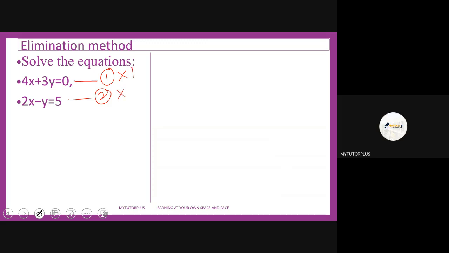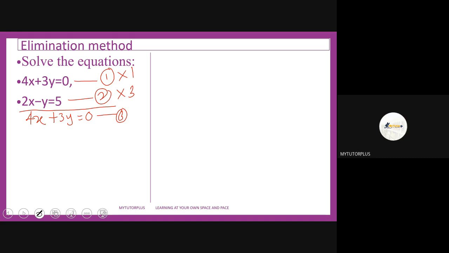And I'll multiply equation 2 by what? By 3. Uthman, are you following, please? Because I noticed your screen was not showing when I did this the other time. Now let's move on. From what I'm having here, multiply equation 1 by 1. 1 times 4x will give me 4x. 1 times 3y will give me 3y. And 1 times 0 will give me 0. This is going to be my equation 3. Is that correct?